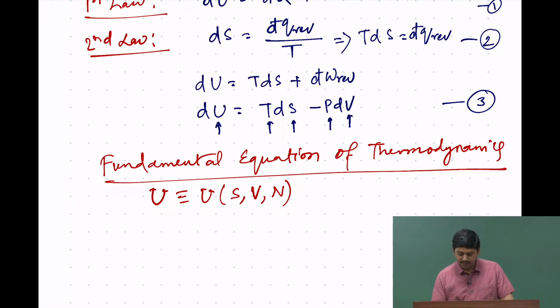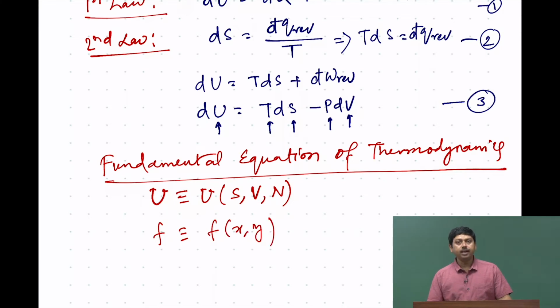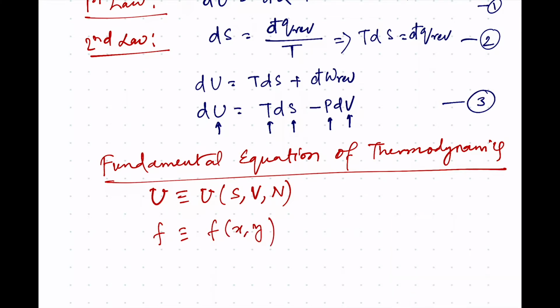For example, if I say that I have a function f that depends on x and y, I do not specify the nature of the dependence. F(x, y) could be x squared times y, or x y cubed, or simply x y; it can be any of these forms. Therefore, I do not specify the exact functional form of U with respect to S, V and N.